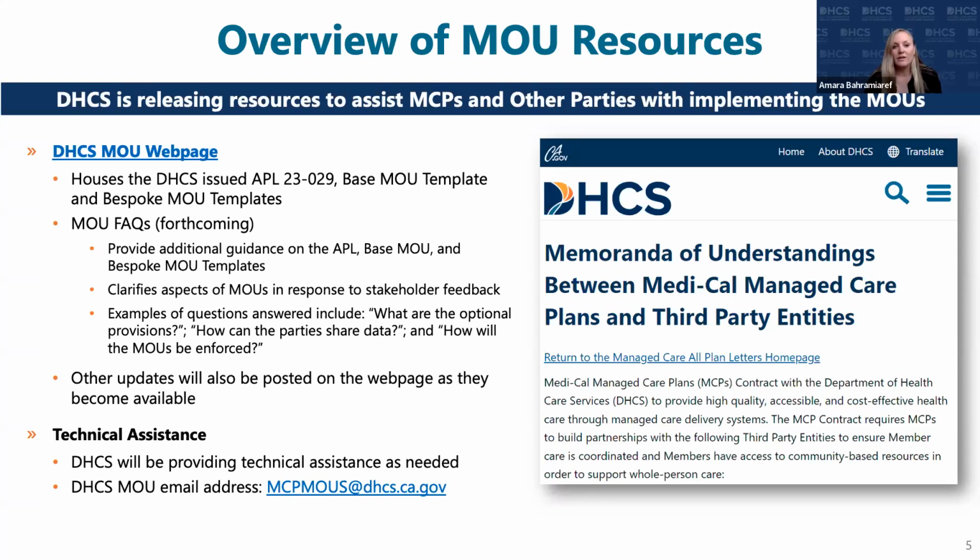We also are committed to ensuring that these MOUs are executed, so we will be continuing to provide technical assistance as needed. So please do not hesitate to reach out if you have questions. You can reach out using the email address mcpmous@dhcs.ca.gov. This email address is also linked on our website. So if you have questions, please don't hesitate to reach out. We are happy to assist.